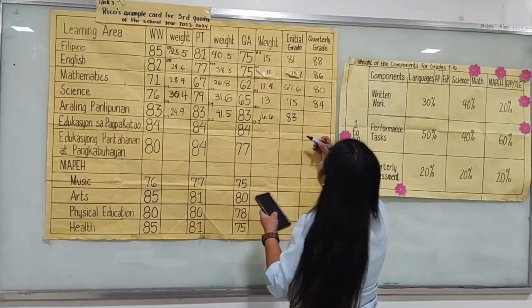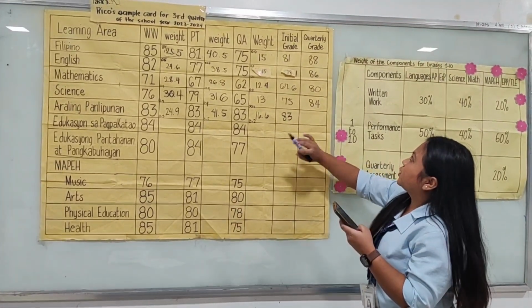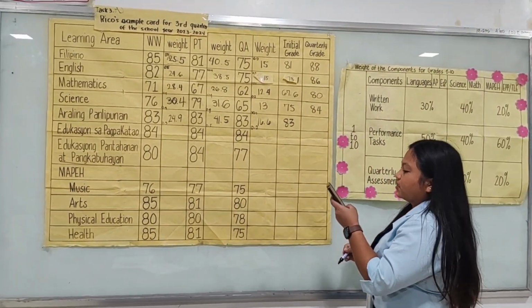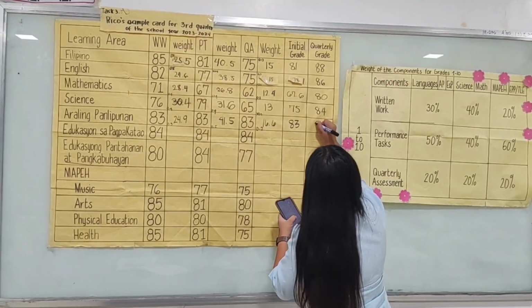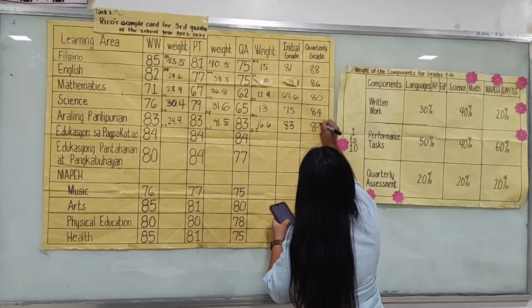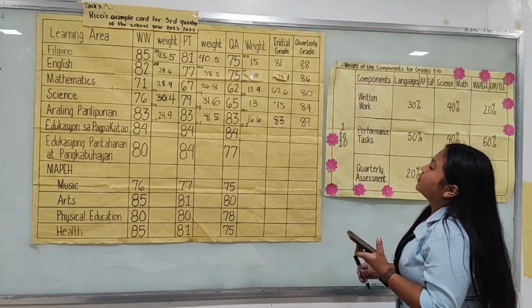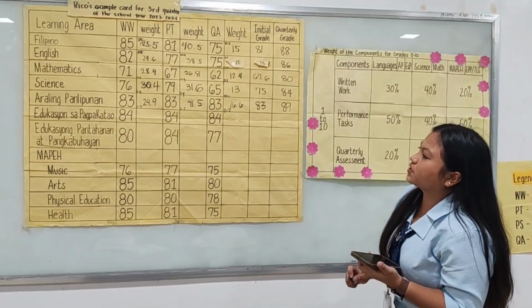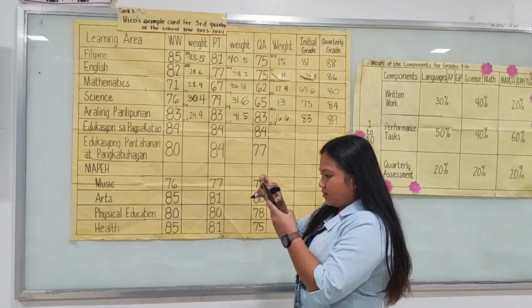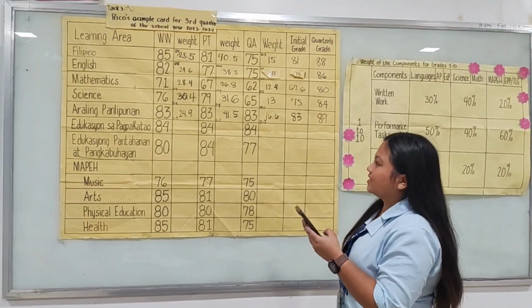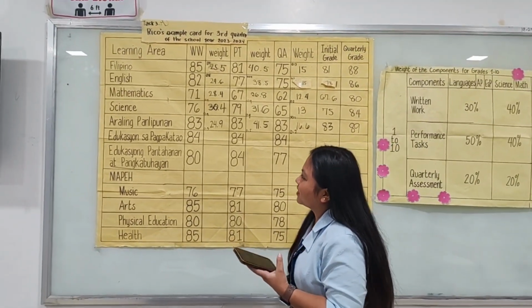So we have to transmute this initial grade to get the quarterly grade. So the transmuted grade of 83 is 89. So 89 is the quarterly grade of Rico's Araling Panlipunan. So next is Edukasyon sa Pagpapakatao.